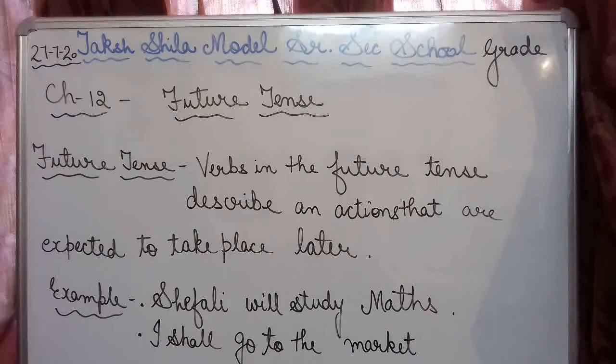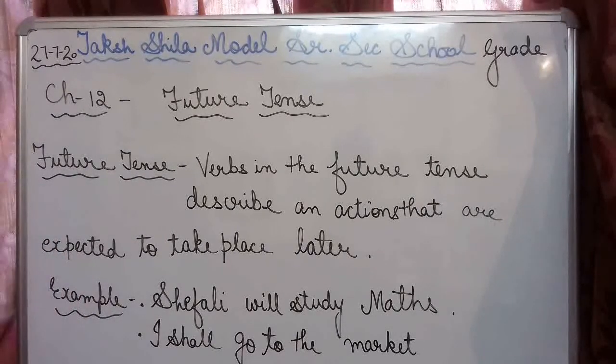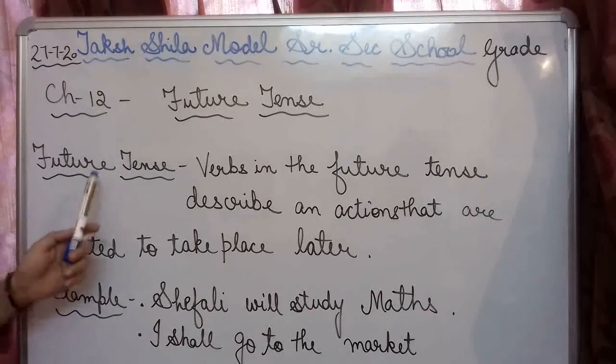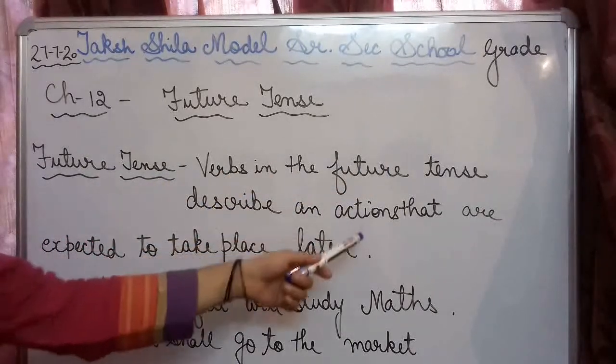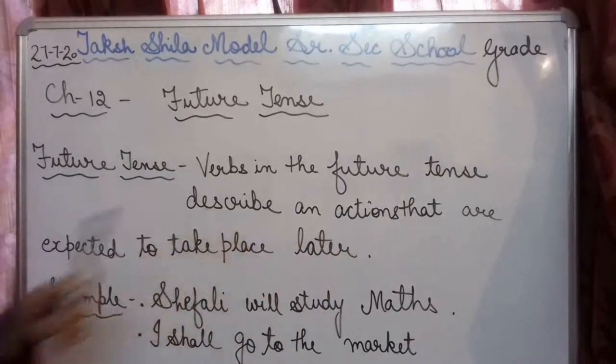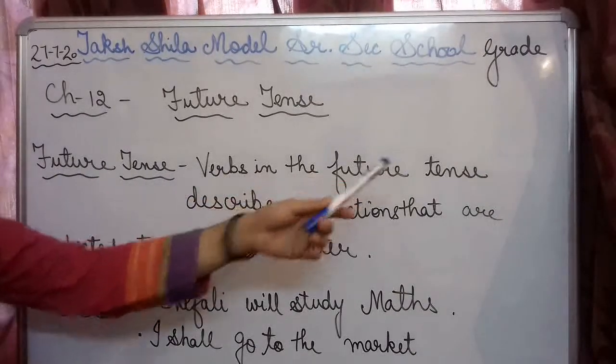Future means जो बाद में होता है, right? बाद की बात हम जब डिस्कस करते हैं, कुछ भी करते हैं, that is future. कि हम फ्यूचर में न्यू हाउस लेंगे, it is not right now, but बाद में, right? Future tense. Verbs in the future tense describe actions that are expected to take place later, right? So it shows that verbs, what is verbs? Actions, right? Actions that will take place in the future tense.